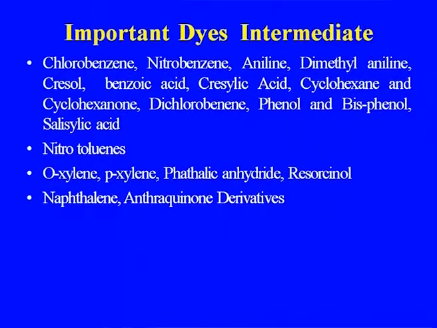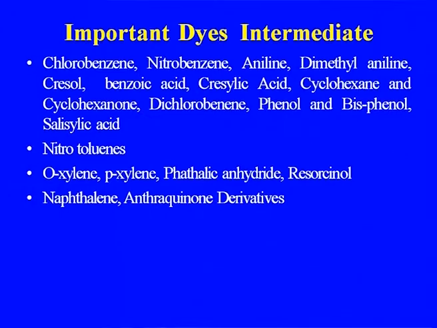So among the important dye intermediates, if you see the list, in most cases it is all aromatic compounds that we are using in some form or other: chlorobenzene, nitrobenzene, and finally aniline. This aniline is used as an intermediate for making a number of dyes: dimethyl aniline, cresol, benzoic acid, cresylic acid, cyclohexane, cyclohexanone, dichlorobenzene, phenol, bisphenol, salicylic acid.